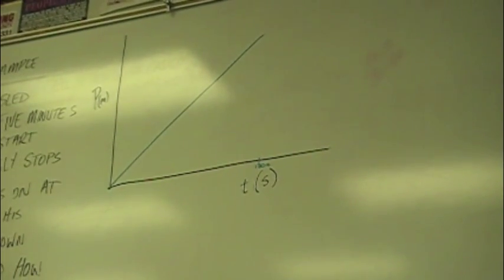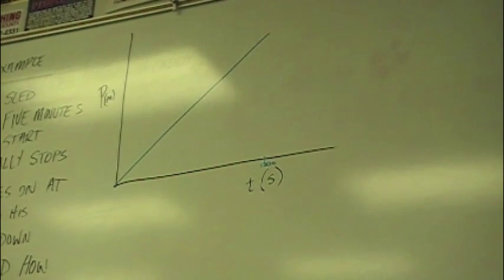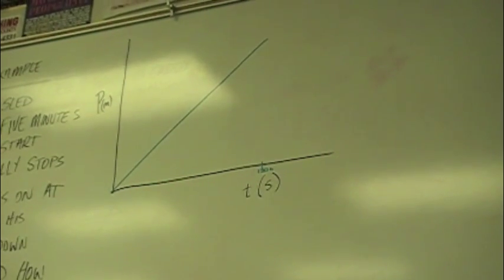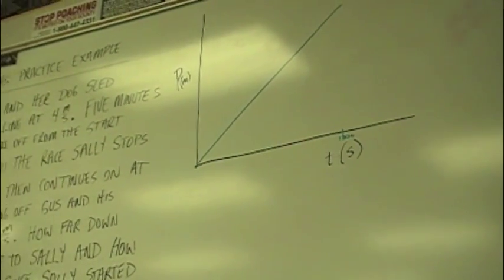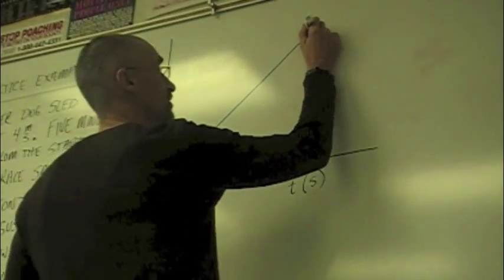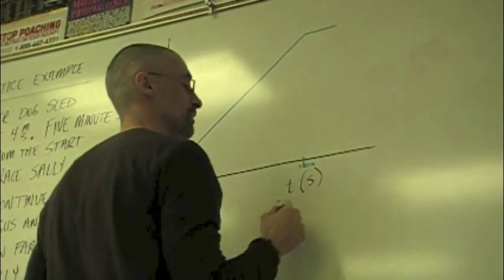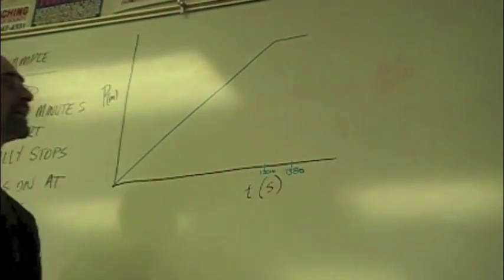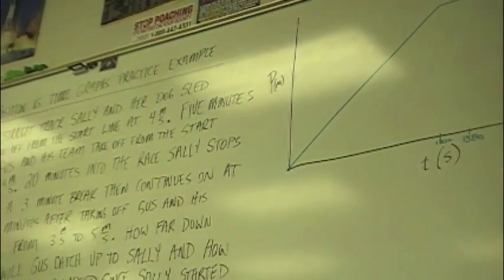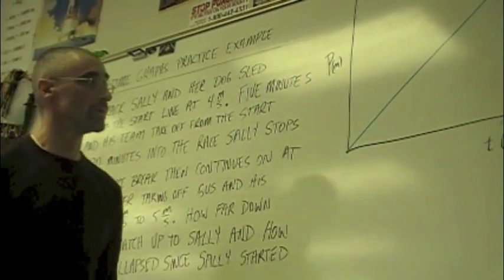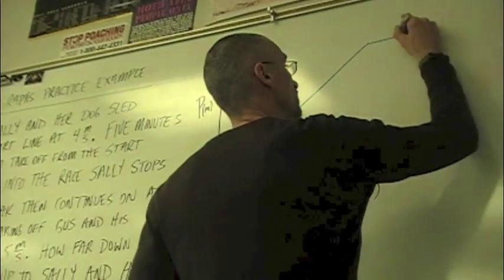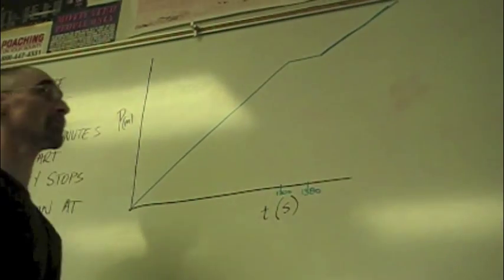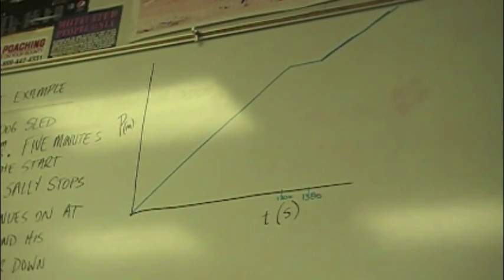Everybody agree? Then she's going to take a what? Sally stops and takes a 3-minute break. So 3 times 60 is what? 180 seconds, she's going to be chilling out. So 180 added on is 1,380 right there. Would you guys agree? And then what's she going to do? She's going to go at the same pace for the rest of the race. Not very straight, but you get the idea.